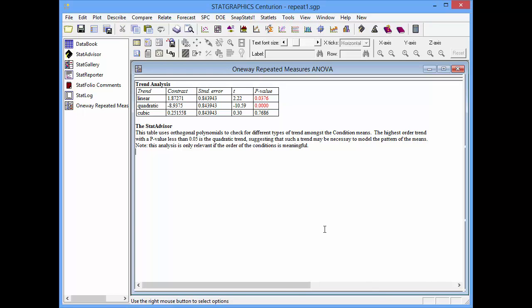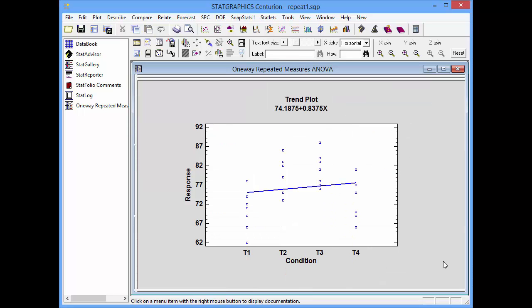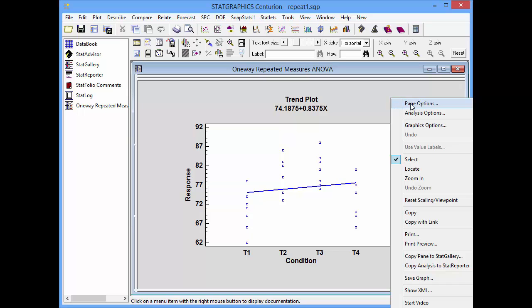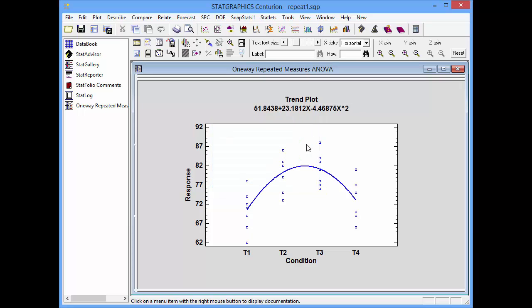I'll double-click on the trend analysis table to put it away, and double-click at the bottom right to display the trend plot. Initially, it's fit a linear model. I'll push the right mouse button, go to Pane Options, and enter 2, so it displays a quadratic. This model fits the data quite well. It implies that the heart rate will go up until sometime between T2 and T3, after which it will go back down again.